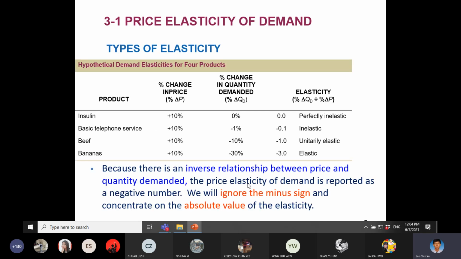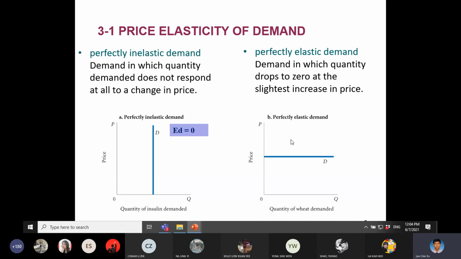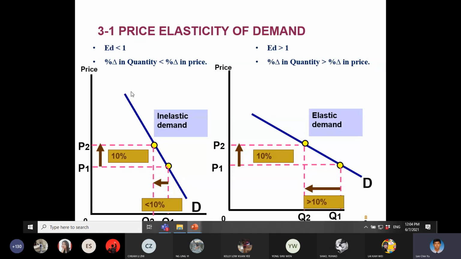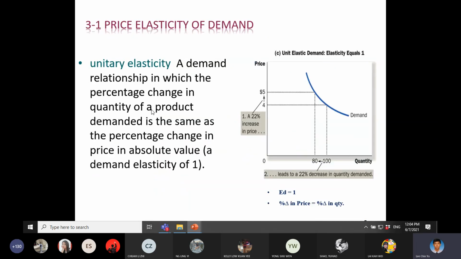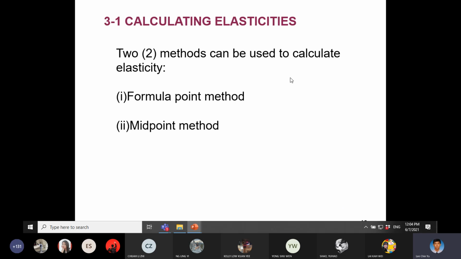Normally we can observe this elasticity based on the slope. If your demand curve is a vertical straight line, it's perfectly inelastic. If it's horizontal, it's perfectly elastic. If your demand curve is downward sloping and very steep, it should be inelastic. Flat means elastic. And for unit elastic, your demand curve must be a rectangular hyperbola.